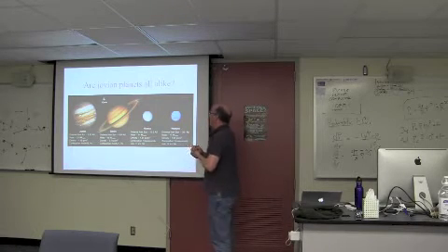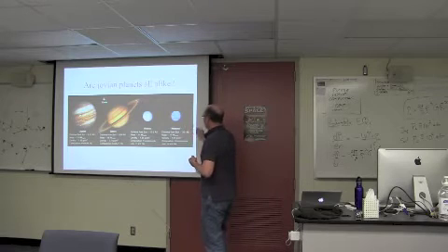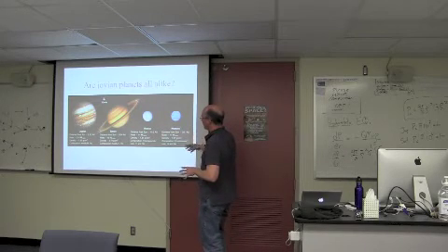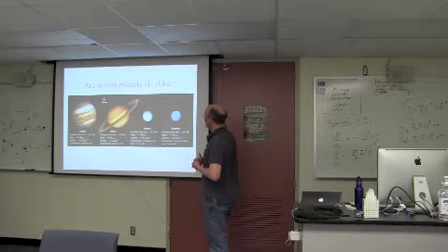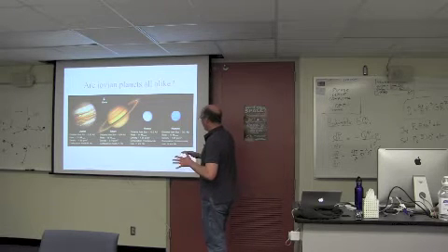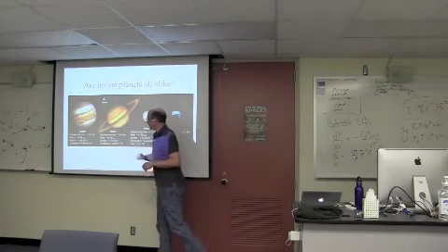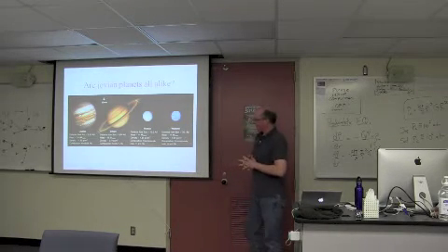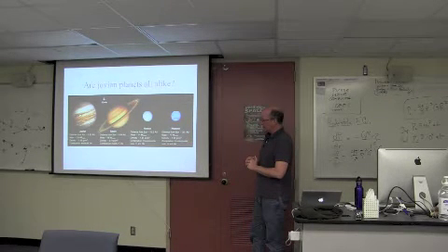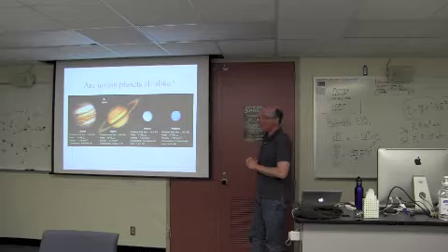All right, so some properties here: Jupiter, Saturn, Uranus, Neptune. You can read those properties here. The important thing is they're roughly the same, although I think it's interesting that the density of Saturn is significantly less than the others. The density of Saturn is less than water.